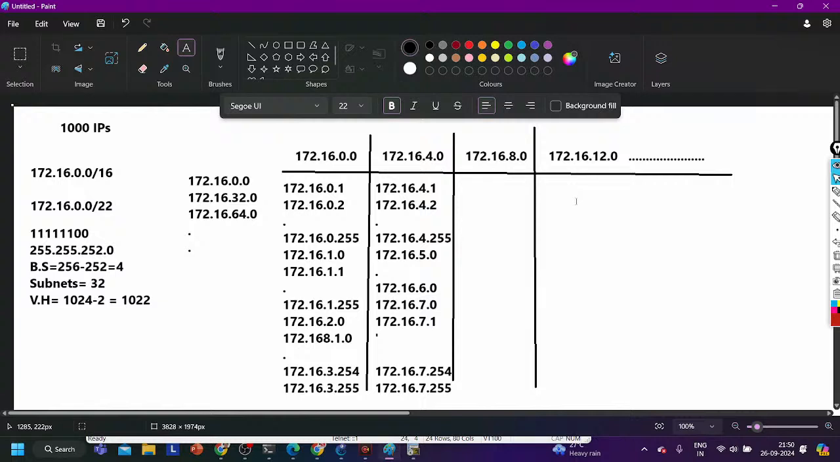Now can anyone tell me the subnet for 5000 IP addresses? I need 5000 IP addresses. So again, valid hosts should be greater than or equal to 5000. Formula: 2 power h minus 2.